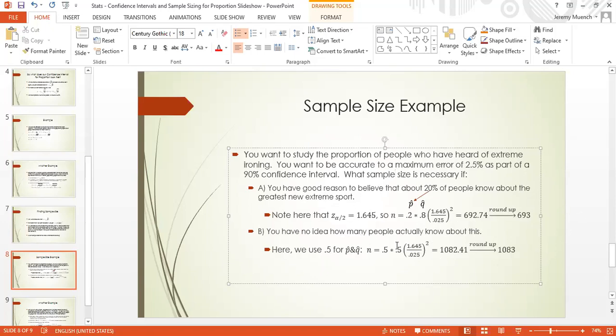The issue I could see people having is mainly being sure, once again, to follow the order of operations. I talked about it in the last lecture, and I'm going to talk about it here again. If you just type something into a standard online calculator, like 0.2 times 0.8 times 1.645 divided by 0.025 squared, or some combination thereof, you're going to end up squaring everything, or not squaring the things you want to square.